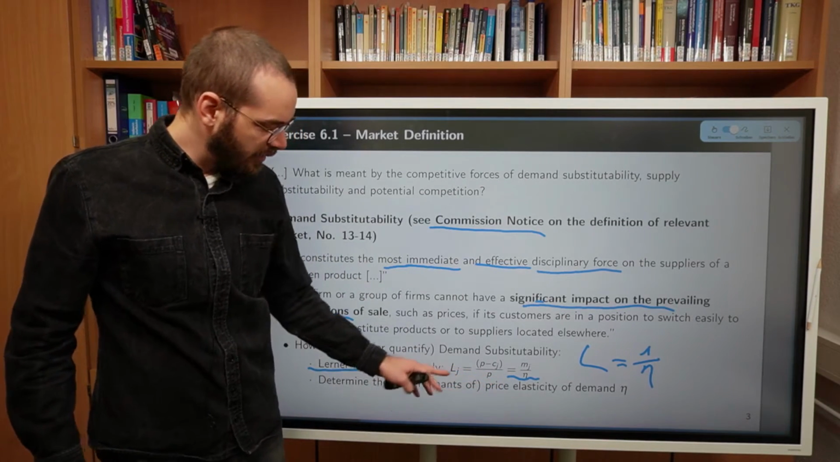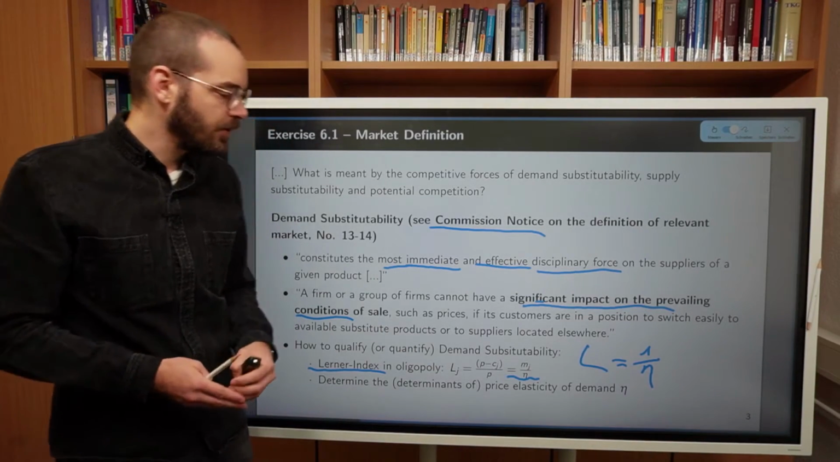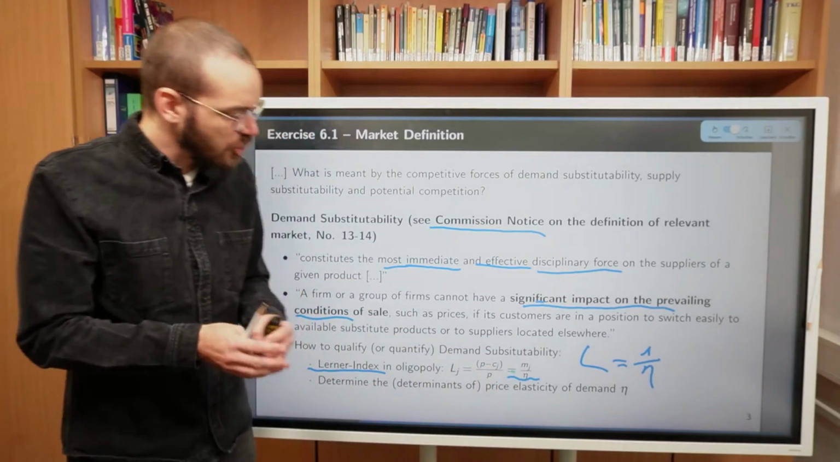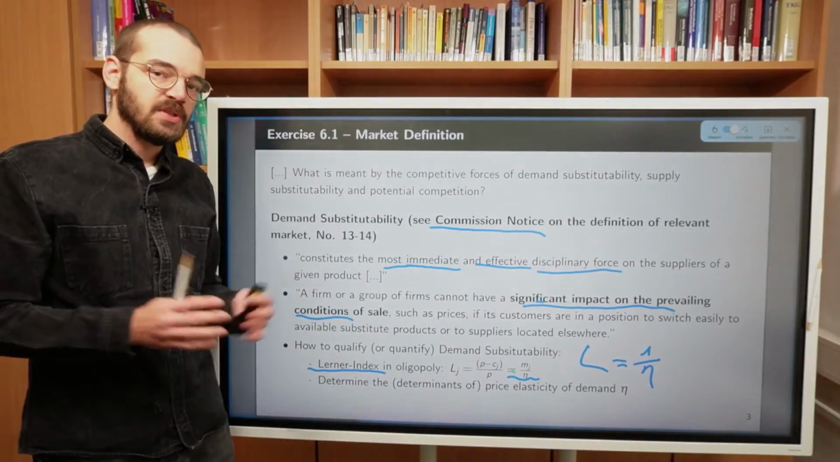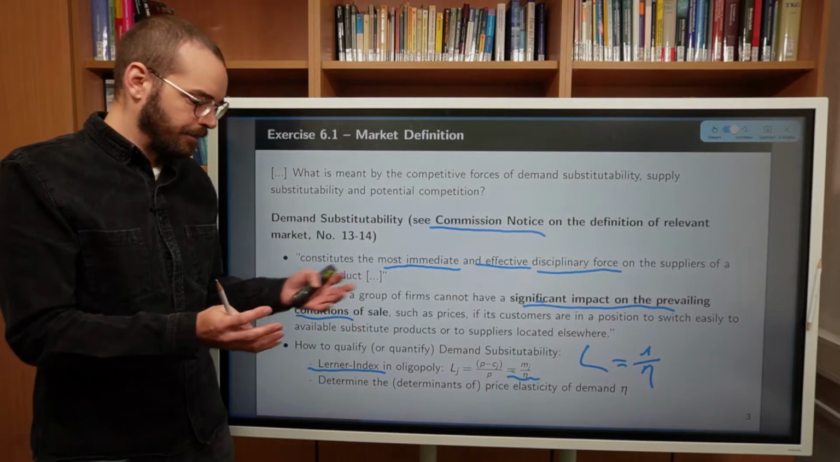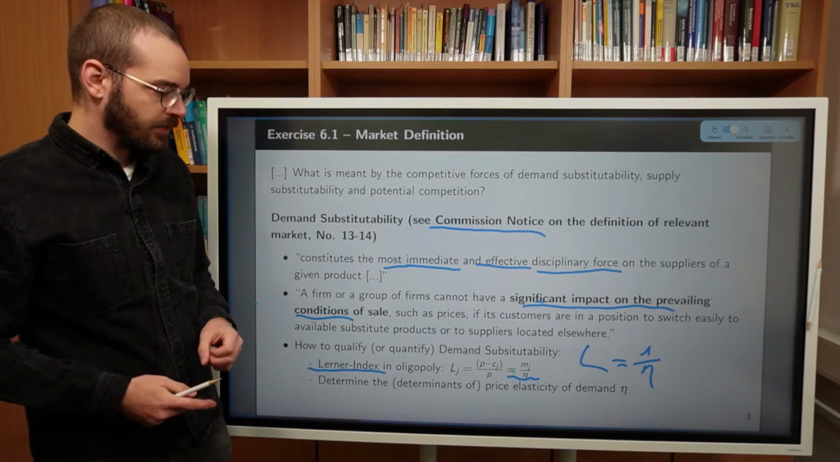So the Lerner index Lj, for j referring to the individual firm, then results as the market share M of the specific firm, so Mj, divided by eta, so the elasticity in the market, the demand elasticity in the market.